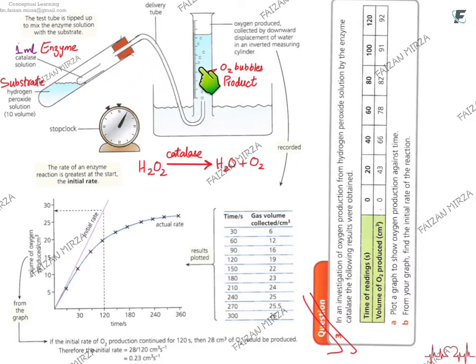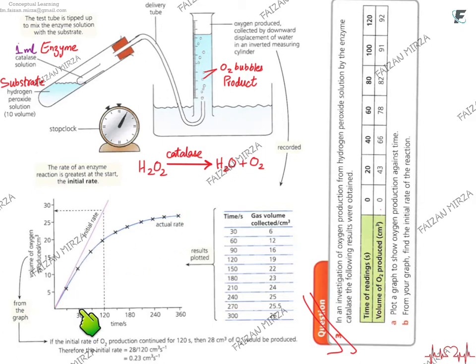You can count the number of bubbles, and you can note down the volume in the measuring cylinder, and you can note the gas collected per 30 seconds. And with this, you can plot this graph where the time is taken on the x-axis. On the y-axis, you have the volume of oxygen produced, and you can see that the graph starts to rise steeply, and then it starts to become parallel to the x-axis.